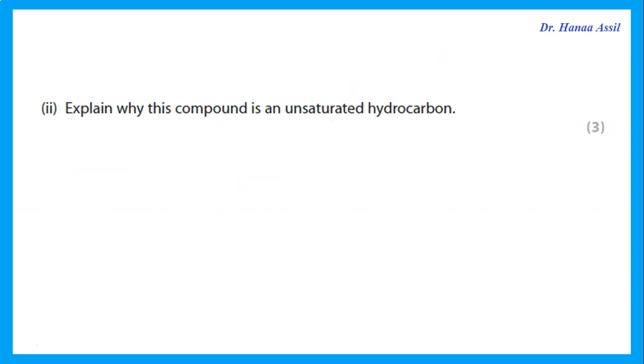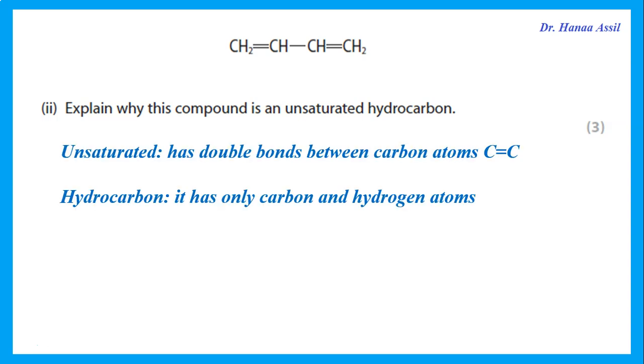Okay, explain why this compound is an unsaturated hydrocarbon. So we need to explain what we mean by unsaturated and what we mean by hydrocarbon. You should realize that if this is said to be unsaturated, that is because it has double bonds between carbon atoms. Why do we say it's a hydrocarbon? Hydrocarbon means it has only carbon and hydrogen atoms.